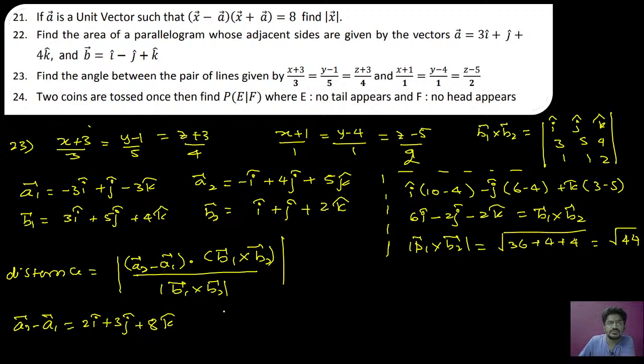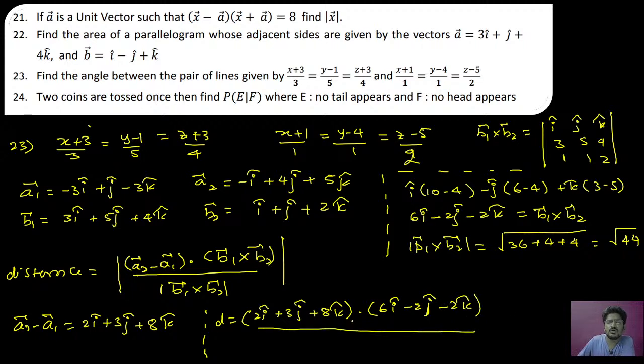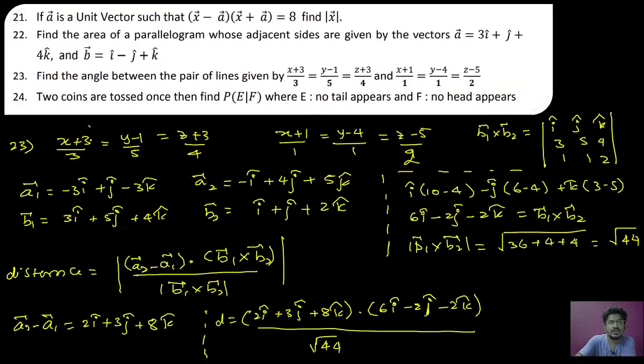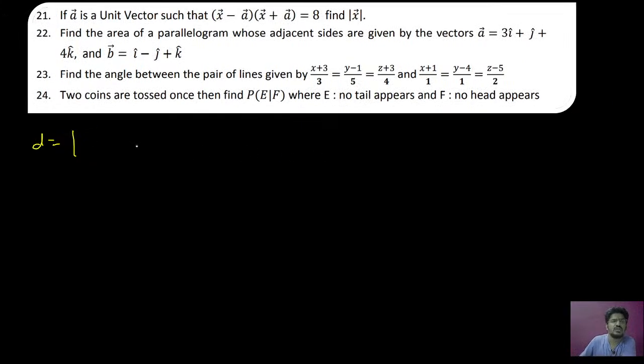Okay. Using the formula d equal to a2 minus a1, which is 2i cap plus 3j cap plus 8k cap, dot with b1 cross b2, that is 6i cap minus 2j cap minus 2k cap, divided by root 44. Okay, so now 2 into 6 is 12. I will go for the next one. D will be equal to mod of, you can just see, 6 into 2 is 12.